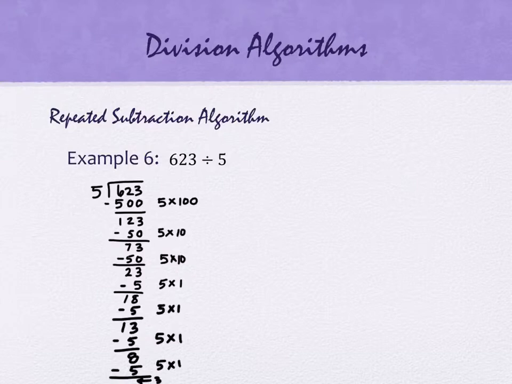I can't get the 3 quite in there, but you know it's there. And 3 is too small to subtract 5 from, right? And still stick with whole numbers. So here's the cool thing. The answer is over here, 124. And I have a remainder at the bottom of 3.